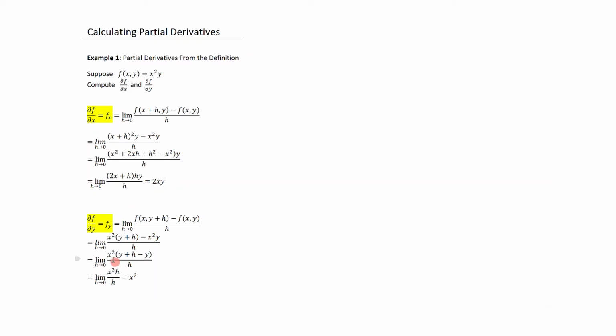And here we basically end up with an expression that looks like this, but notice that y and y cancel, and so you're just left with h over h. That cancels, and you're left with just x squared. So f partial y is just x squared. So this is the example that we're looking at with respect to calculations using the definition.